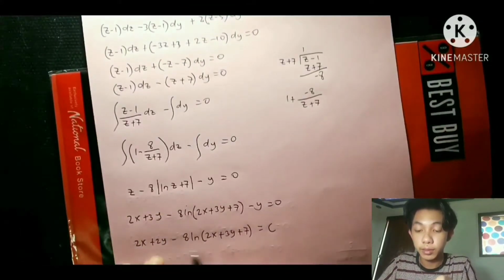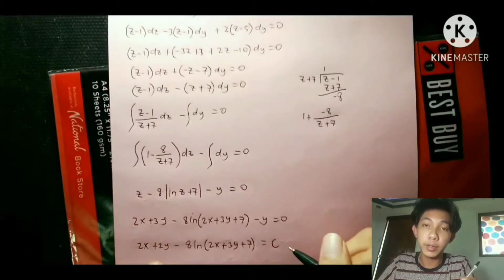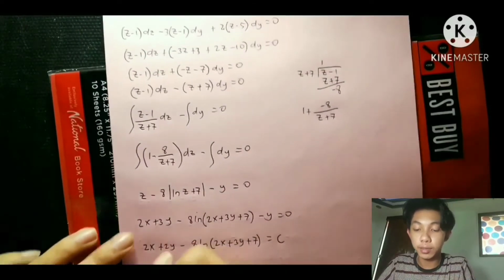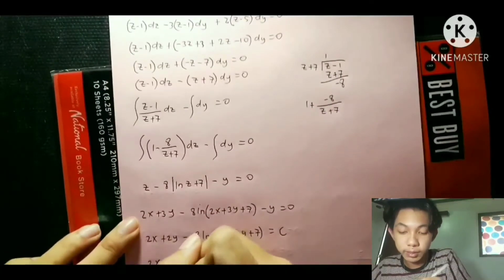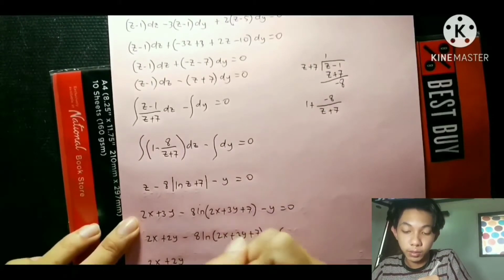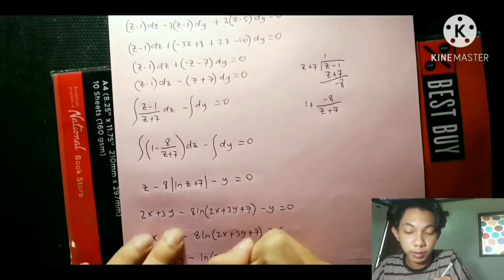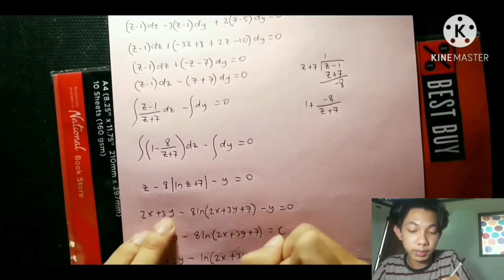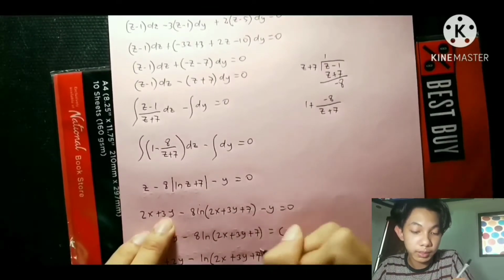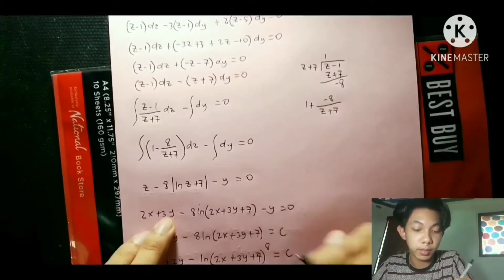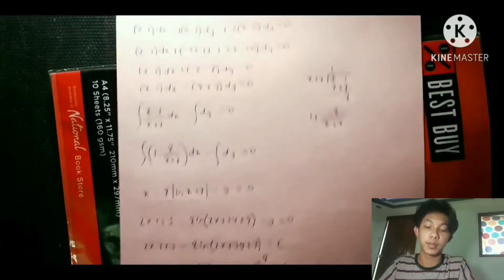So ayan na siya. So ito na yung final answer, or pwede rin naman nating itaas yung 8. Magiging 2x plus 2y minus ln quantity 2x plus 3y plus 7 raised to 8 is equal to C. Final answer.